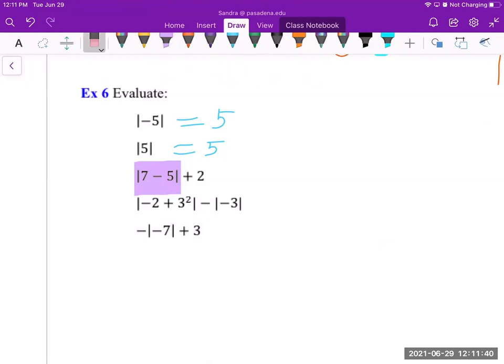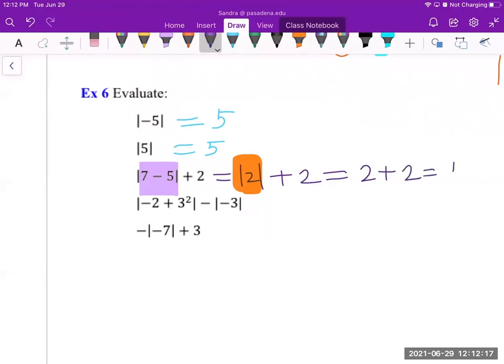So for a moment, let me go ahead and re-highlight. You are only going to do the inside, this part right here. Do that part without the absolute values. So in this case, it's going to be 7 minus 5, that will give you a 2. Notice that I'm writing down the absolute value of 2, then plus 2. Now you're going to take the absolute value of the whole thing. So now the absolute value of 2 is 2, then plus 2, that's equal to 4.